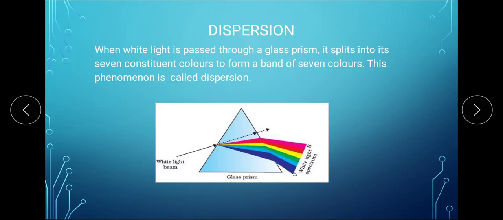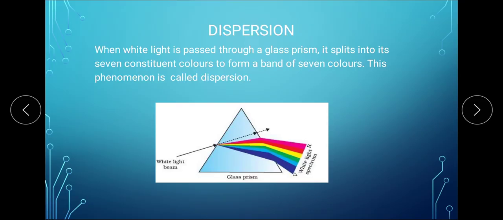Hello students, in this module we are going to discuss the phenomena of dispersion of light through a glass prism. Students, when white light passes through a glass prism, it splits into its 7 constituent colors and forms a band of 7 colors. This phenomena of splitting of white light into its constituent colors on passing through a glass prism is called dispersion of light.